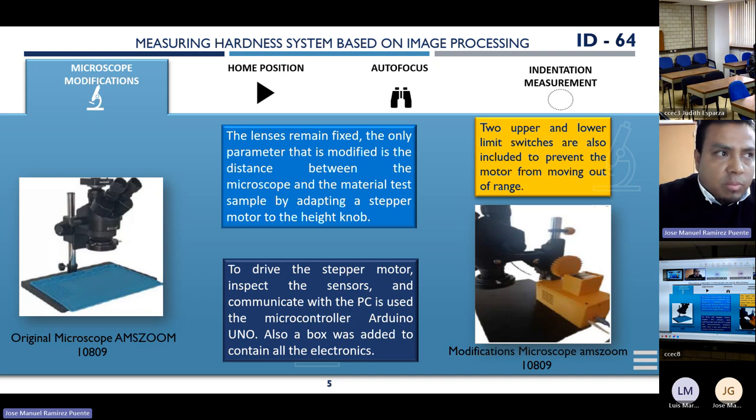A commercial microscope with a digital camera was used, and modifications were made to control it via an Arduino Uno microcontroller. The purpose was automatic vertical movement and the control of displacement through limit switches.